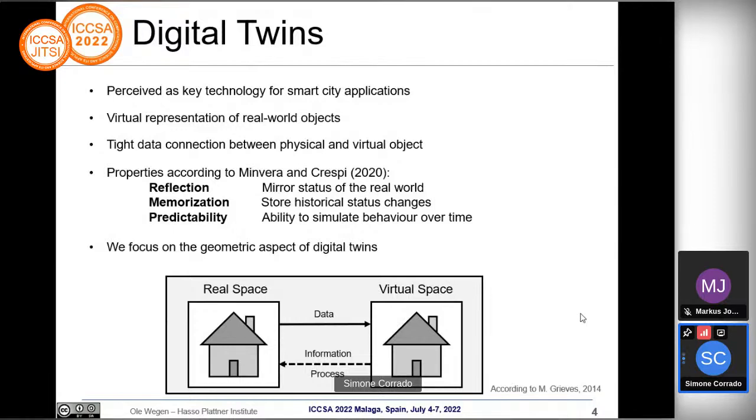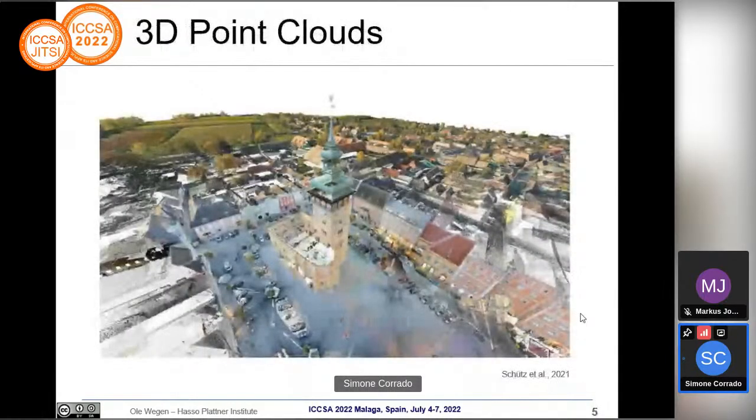Now, in our work, we focus on the geometric side of the digital twin. So this is only one aspect. There are other aspects like the sensoric side, but we focus on representing geometric realities in a virtual manner. And now the question is, how can we construct such a digital twin? What is the base data that we have available, and how can we use it? And one answer to this question is the 3D point clouds.